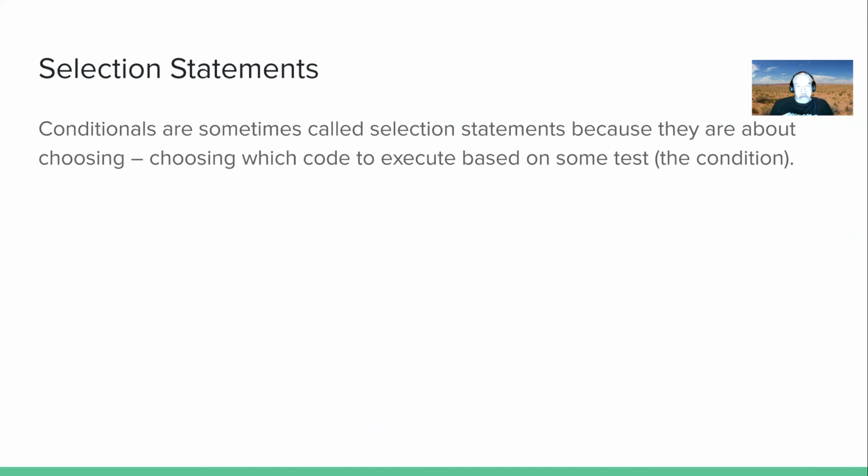Conditionals are sometimes called selection statements because they're about choosing which code to execute based on some test or some condition, right? So effectively that's what we've been talking about when we talk about filtering or selecting. Just a note that conditionals are sometimes called selection statements.